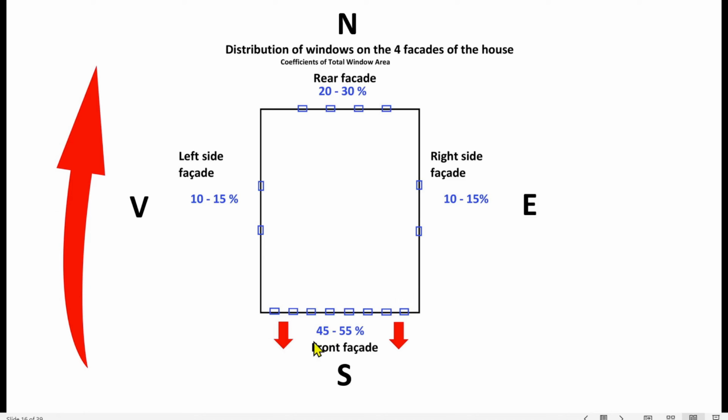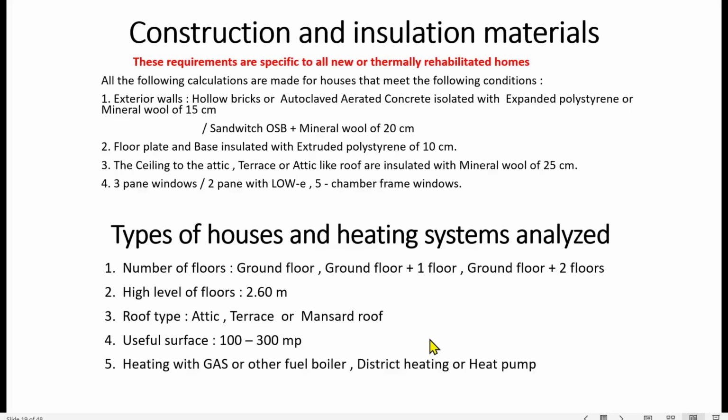When we talk about the orientation of the house, we actually are talking about the orientation of the front facade passing through all cardinal points. I analyzed over 3,000 houses with the characteristics presented here.